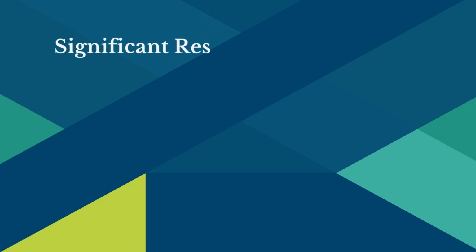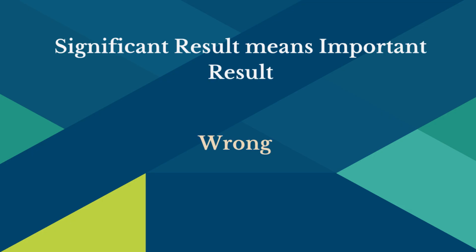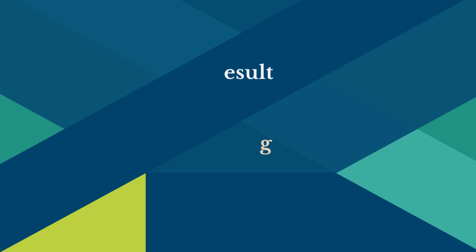Third, a significant result means an important result. Wrong. Statistical significance only tells us that the pattern is unlikely to be due to chance. It does not tell us whether that pattern matters in the real world. That interpretation, deciding what is meaningful or useful, is always human judgment.